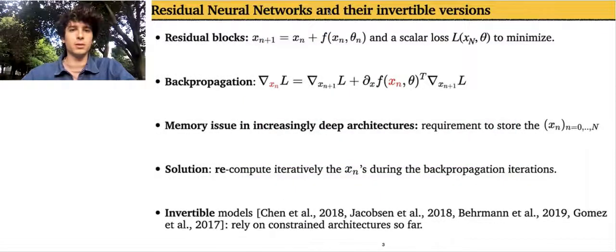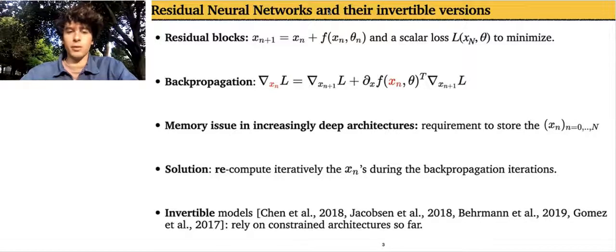Residual neural networks, or ResNets, are a key element in many state-of-the-art deep learning models. Their residual structure makes it possible to achieve great depth. Consider a scalar loss L of x and theta to minimize. The backpropagation algorithm requires storing all the values of the activations x_n at layer n. This becomes an issue in increasingly deep architectures because the memory requirement to store the activations is simply too big.